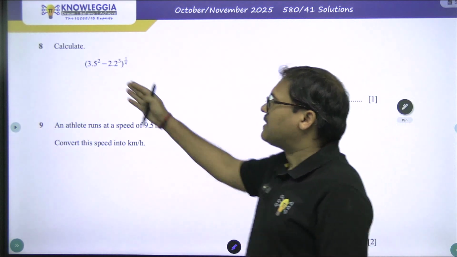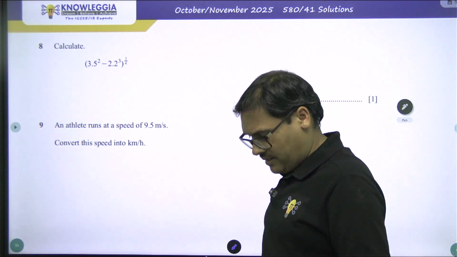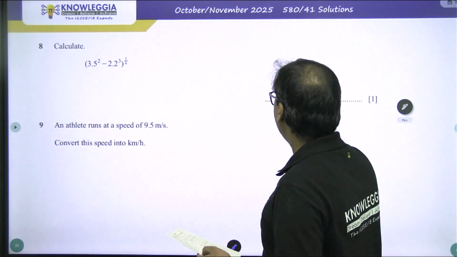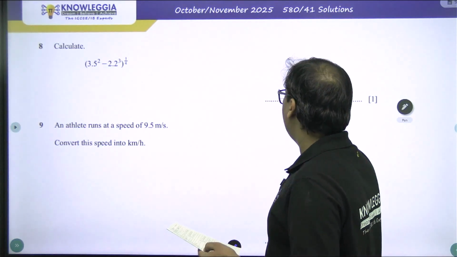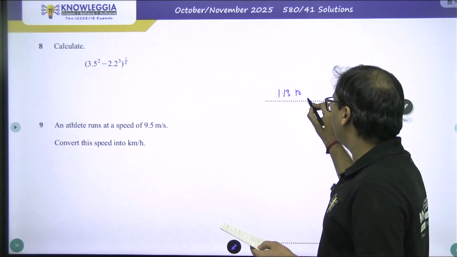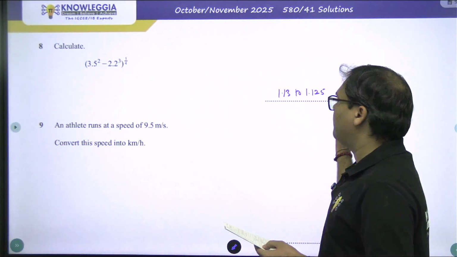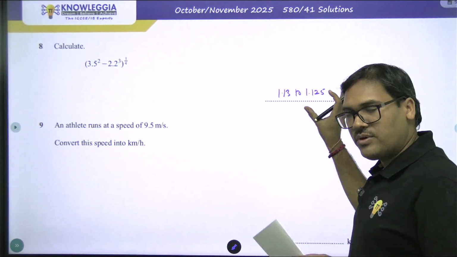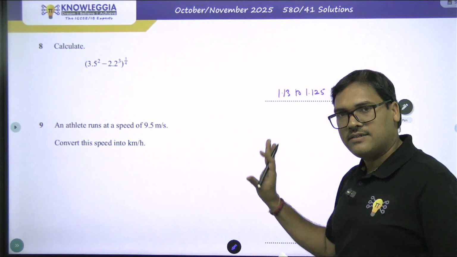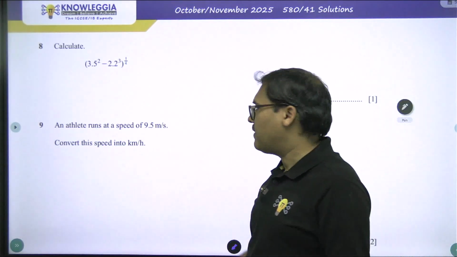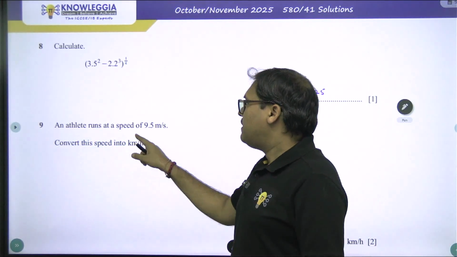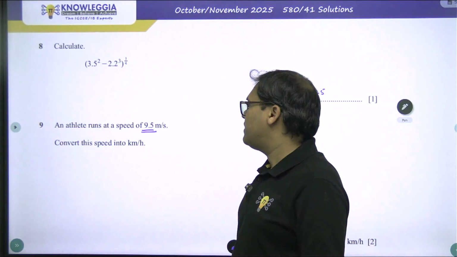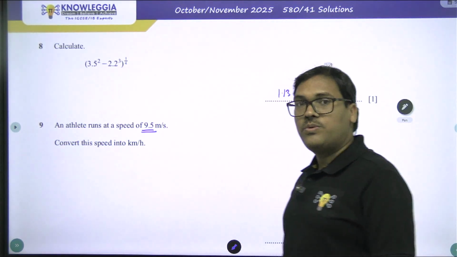Now, you have to just calculate this, put the value in the calculator. I'll just write the answer. You will get the answer from 1.113 to 1.125. If you write any value between this, the answer will be correct. You just put the value in the calculator. An athlete runs at a speed of 9.5 meters per second. Convert this to kilometers per hour.